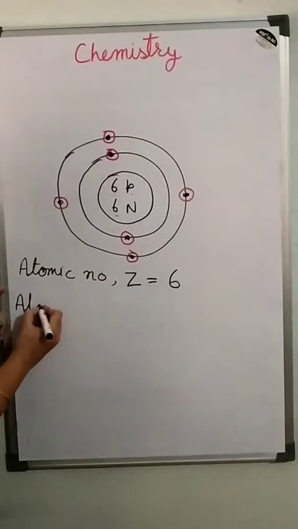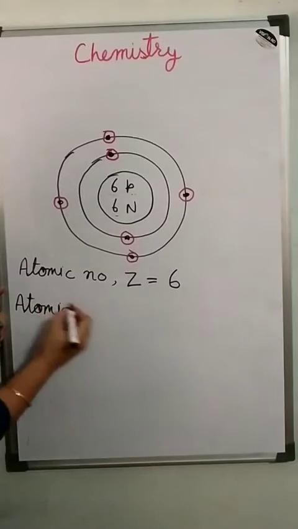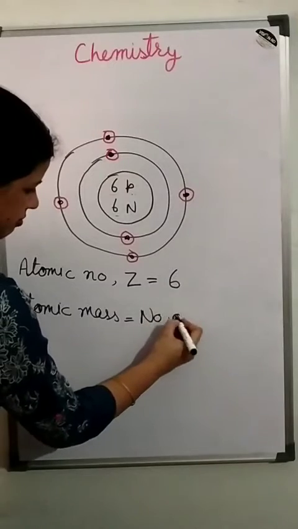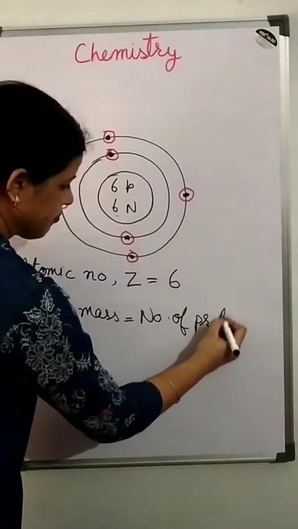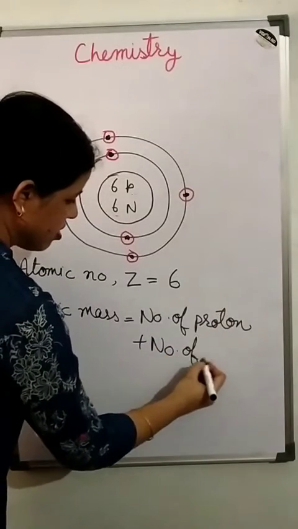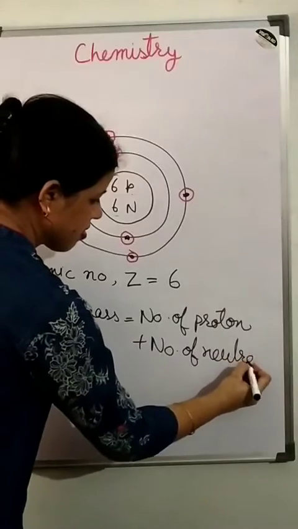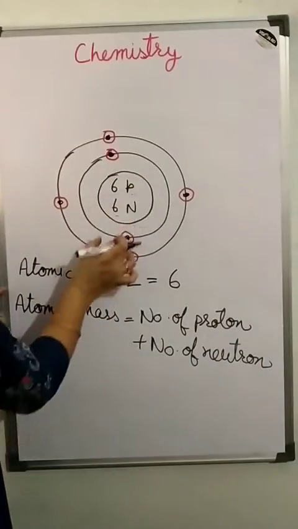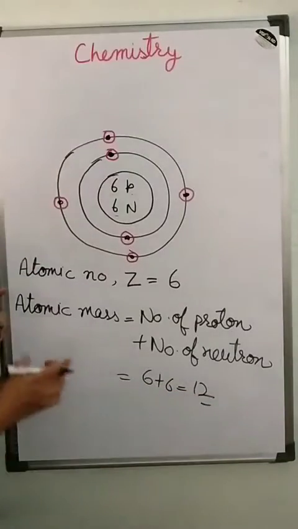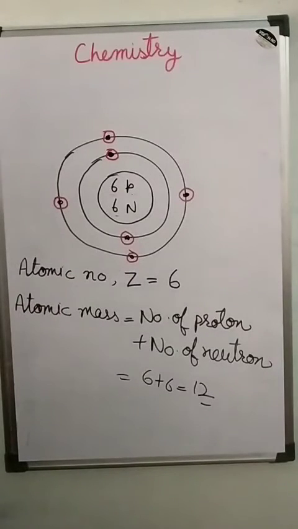Atomic mass is equivalent to the number of protons plus the number of neutrons. So here we have 6 protons and 6 neutrons, so we write 6 plus 6 is equal to 12. So the atomic mass is 12 and the atomic number is 6. In this way we can calculate the atomic number and atomic mass of an atom.